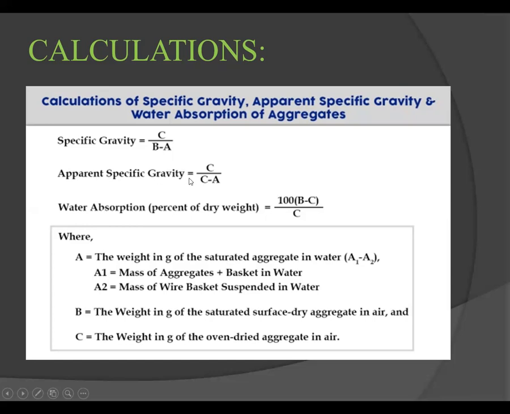So from this we get specific gravity, that means C divided by B minus A. Then apparent specific gravity means C divided by C minus A, and lastly water absorption, that means the percentage of dry weight, is equal to 100 times (B minus C) divided by C. So from this calculation we get specific gravity, water absorption and apparent specific gravity.